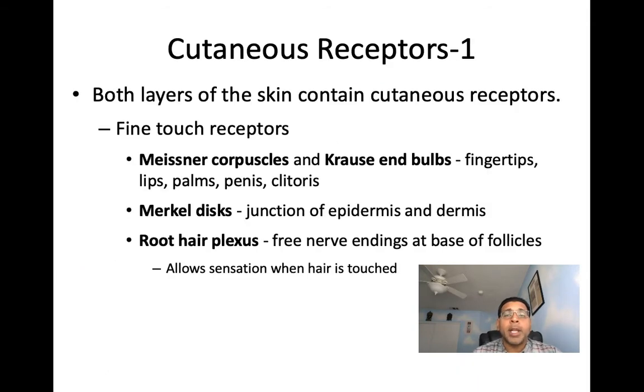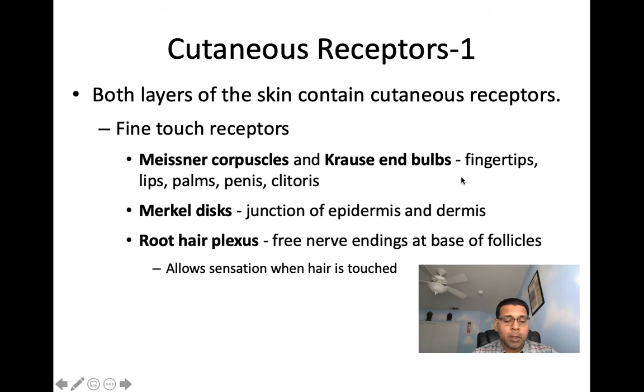Next, let's talk cutaneous receptors. They're going to be found in both layers of the skin. So both layers contain cutaneous receptors. First, we can check out our fine touch receptors. We've got here Meissner's corpuscles and Krause end bulbs.